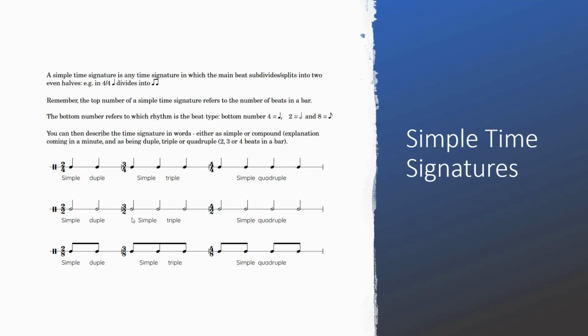So for instance, if you said, can you give me an example of a simple time signature in which crotchet is the beat and there are 3 beats in the bar? The answer would be yes, it's 3/4. Simple time signature, crotchet is the beat, 3 beats in the bar: simple triple. If I wanted one more example, a minim beat, 4 beats in the bar, you then say simple quadruple, and that would be 4/2, 4 minim beats in the bar. So those are your simple time signatures.